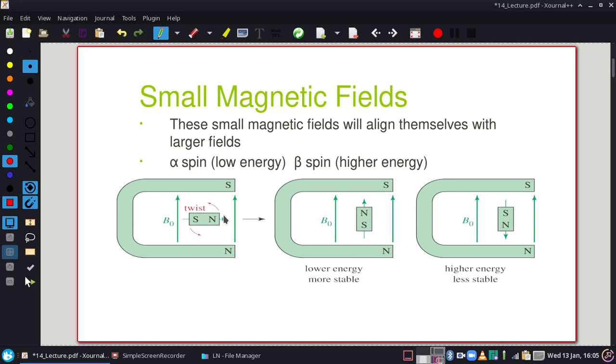It's either going to go to that high spin or low spin. And we actually can call this low energy and high energy, which kind of makes sense. It seems like it would naturally want to do this where the magnets actually cancel each other out.